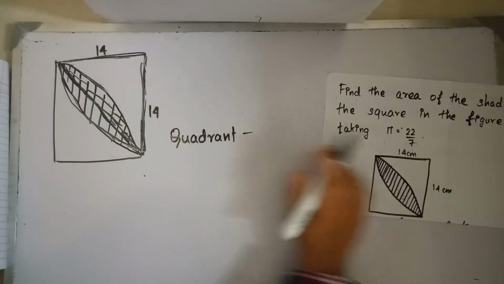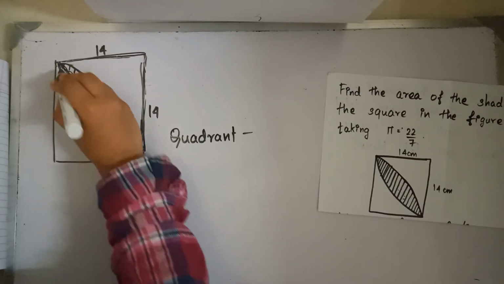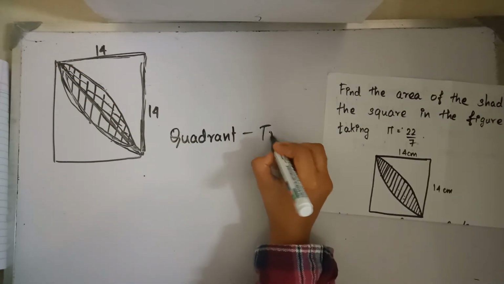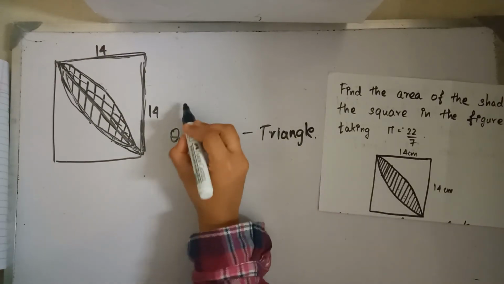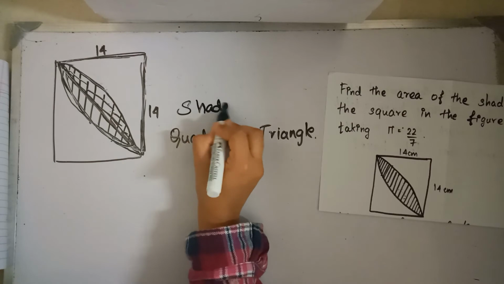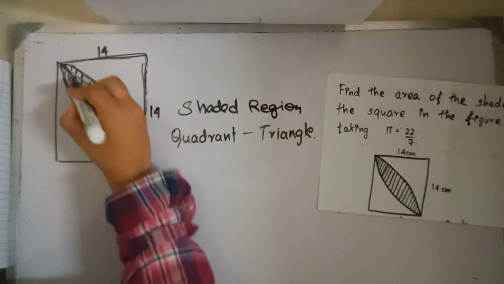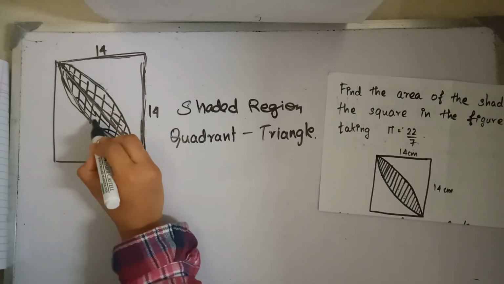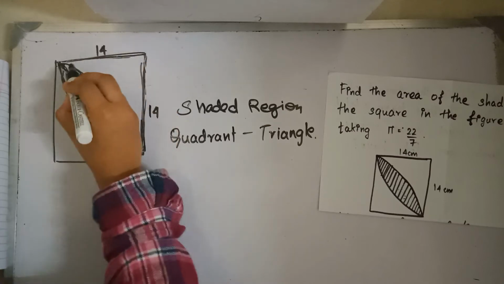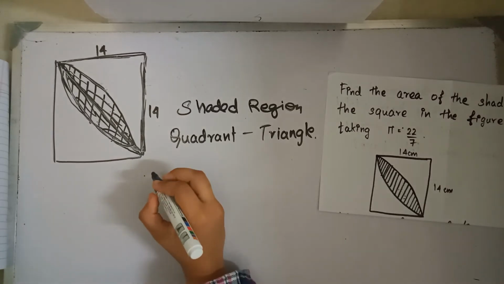So to find this shaded region, which is half, we can just take quadrant minus triangle. Do we get the whole shaded region? No, we only get half. We will get this part, if we take this quadrant and subtract this triangle. Okay, so let's first find the area of the quadrant.